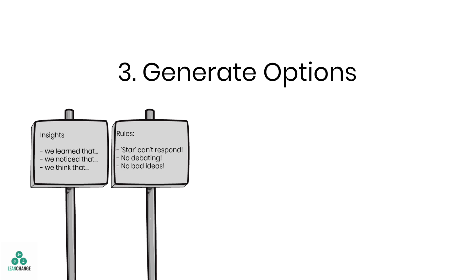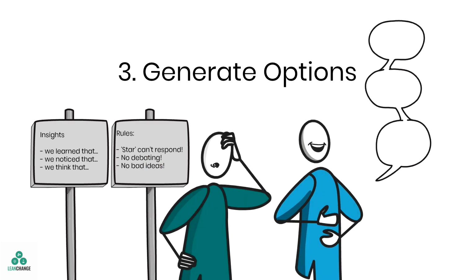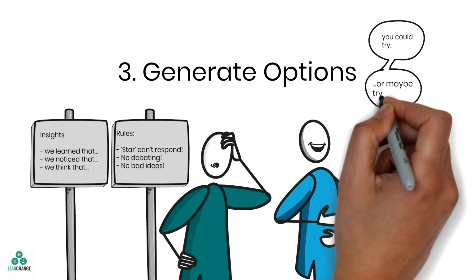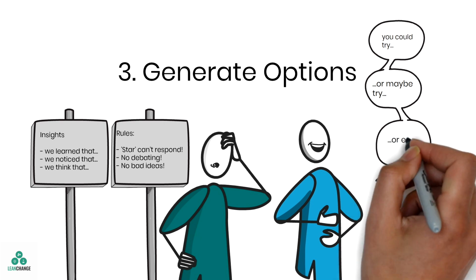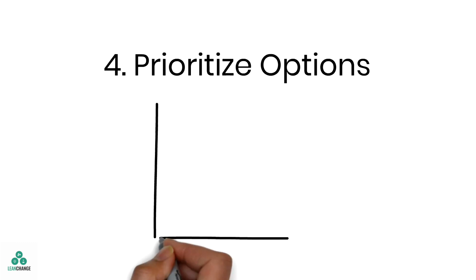It's important that the star doesn't respond to these suggestions. You want the ideas to pour out, and by setting a short time box and not allowing the star to respond, people will be more likely to toss out more ideas. We recommend using a simple cost versus value chart to prioritize the options.